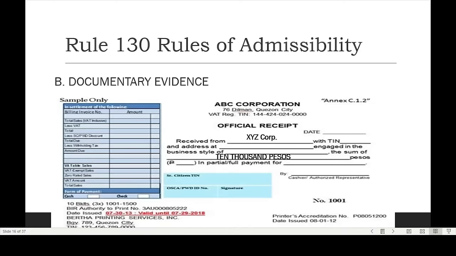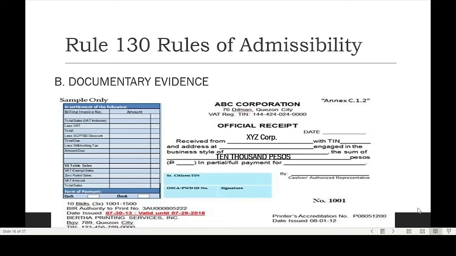So, let us give an example. For example, a dispute between ABC Corporation and XYZ Corporation. ABC Corporation is claiming that XYZ Corporation has not yet paid its obligation of 10,000 pesos. So, ABC Corporation filed a collection case against XYZ Corporation. Now, XYZ Corporation, as a defense, claims that it has already paid the 10,000 pesos. So what will be the evidence of XYZ Corporation in order to prove that it has already paid the 10,000 pesos? XYZ Corporation will present the official receipt saying that it has already paid 10,000 pesos to ABC Corporation.